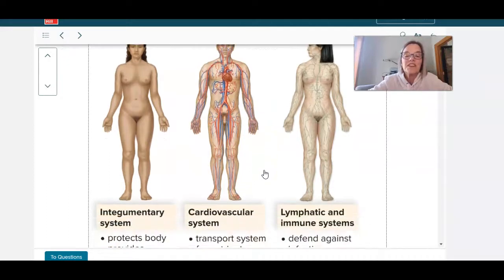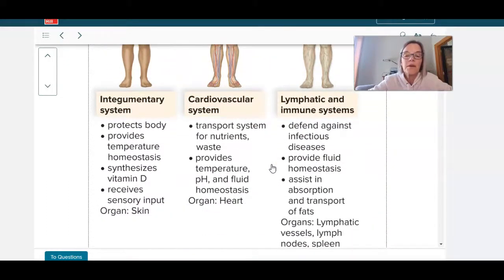Cardiovascular system, that's our blood, our heart and our blood vessels, and we're going to talk a lot more about that. But again, got some major importance in transporting nutrients and waste. Also helps us maintain temperature, pH.